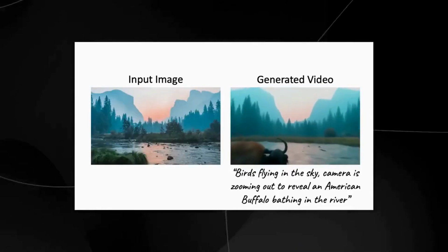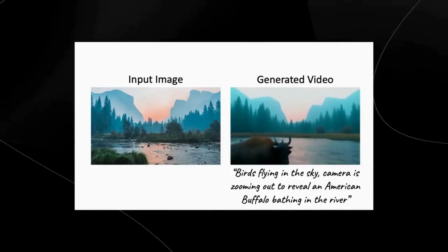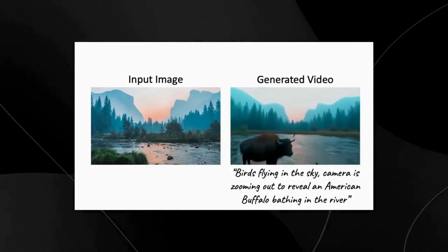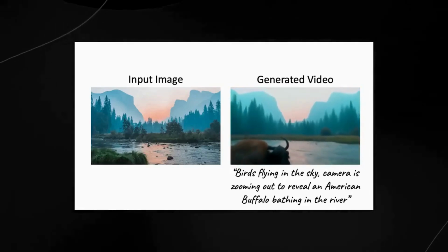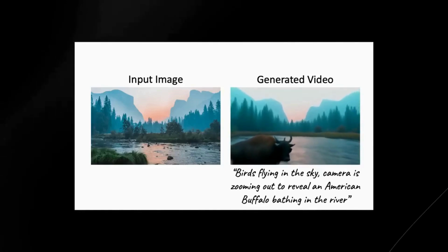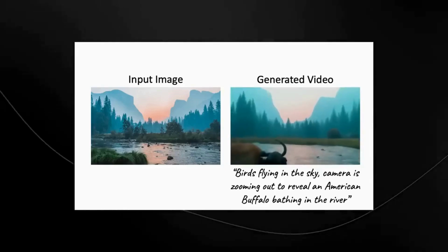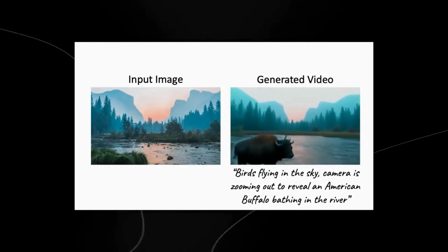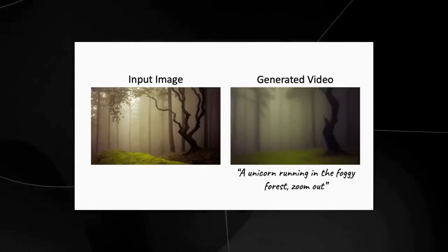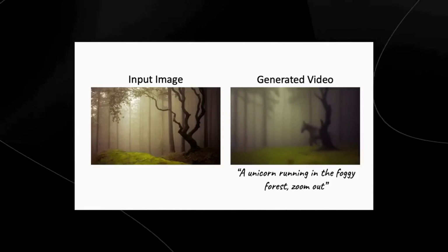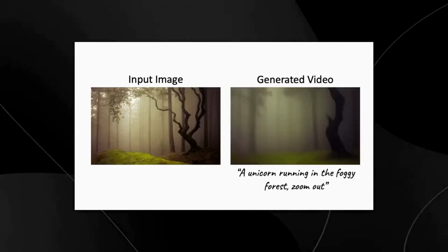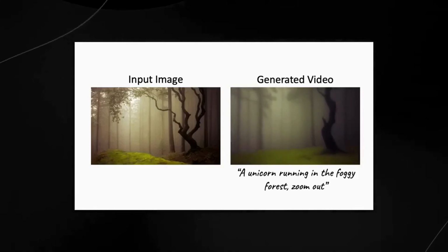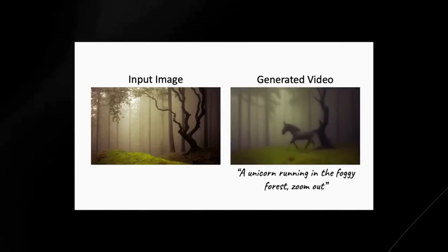So of course we have one here which showcases how you can actually zoom out on certain images, create different landscapes, different perspectives. It's really interesting to show the dynamic fluidity of these models and just how accurate they really are at depicting exactly what we want with the text prompt and with the input image. You can also see right here a unicorn running in the foggy forest whilst zooming out. That definitely does look really realistic, and it looks really accurate.